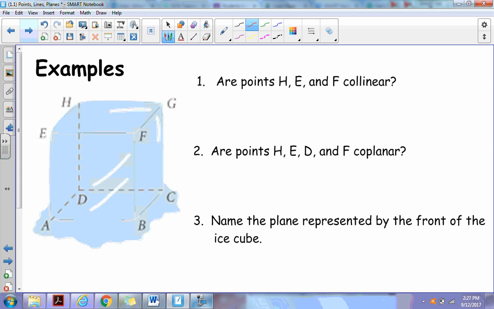Now, this time, I have a lot of planes going on. Can you guys tell me how many planes there are? Six, right? That ice cube kind of looks like this tissue box. So you've got right, top and bottom, left and right, front and back. It says, are points H, E, and F collinear? Well, what does collinear mean? Same line. Okay, so here's H, here's E, here's F. No. Why not? They're on different lines, far away. Right, two different lines.